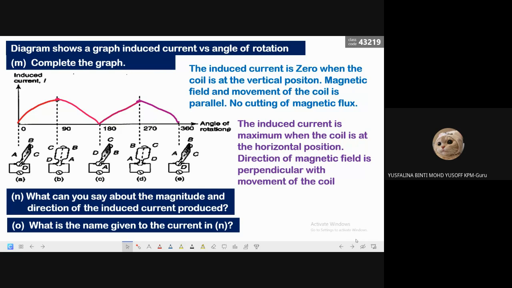So what is the name of the current here? Here we call it direct current because it only moves one way. If it is AC current, then the graph has a lower part here, because they will change direction. We will see that one later.